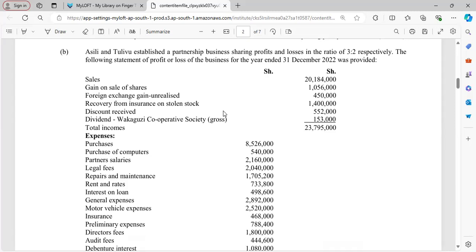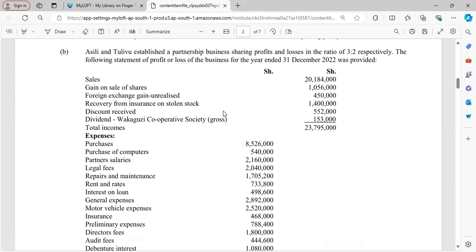Expenses, we have purchases, purchase of computers, partner salaries, legal fees, repairs and maintenance, rent and lease, interest on loan, general expenses, motor vehicle expenses, insurance, preliminary expenses, directors' fees, audit fees, venture interest, traveling expenses, then we get the net loss.